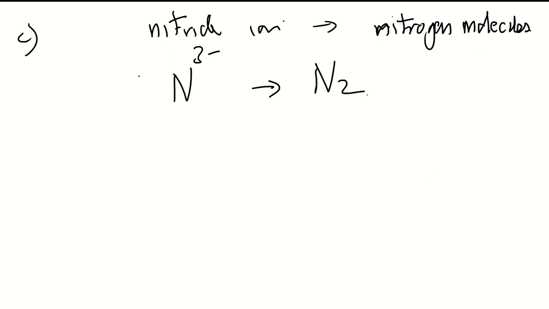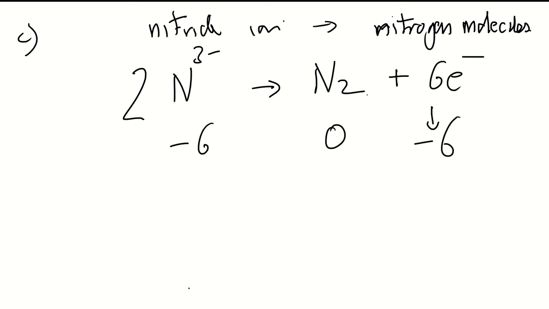First thing we always do is balance up our nitrogens, then we look at our charges. So we've got 2 times minus 3 is minus 6 on that side, I've got 0 on this side. So on this side I need 6 negative charges to bring that overall charge to minus 6 on each side, and that's the final answer for part C.